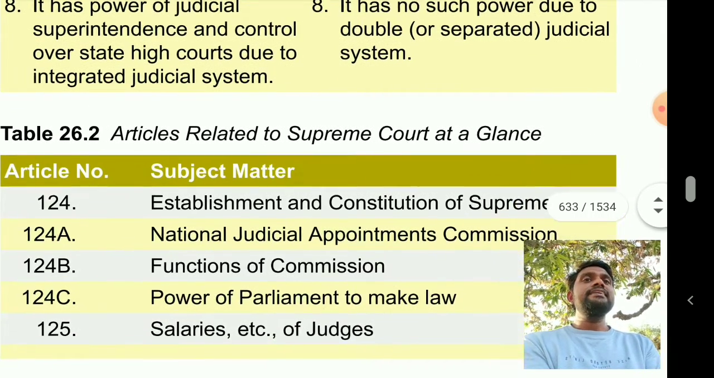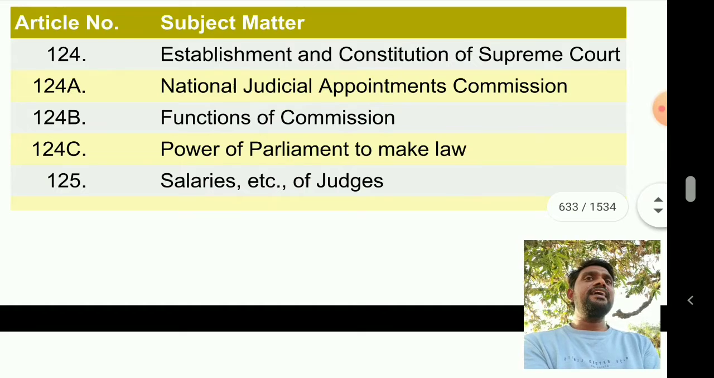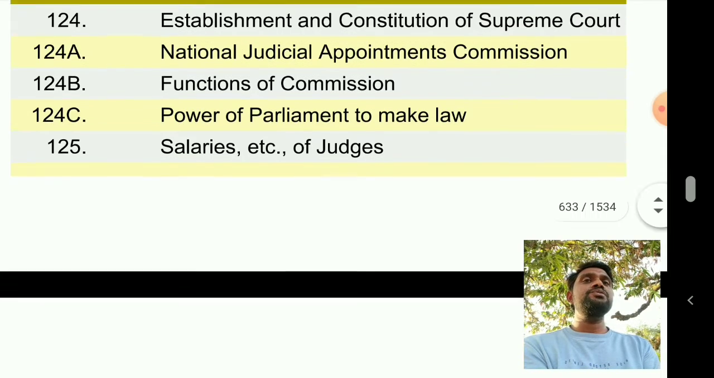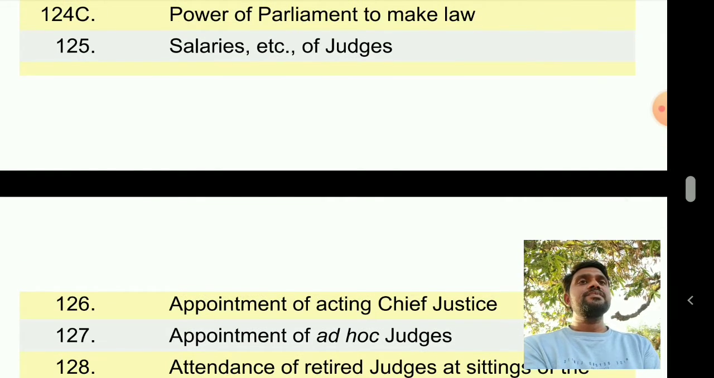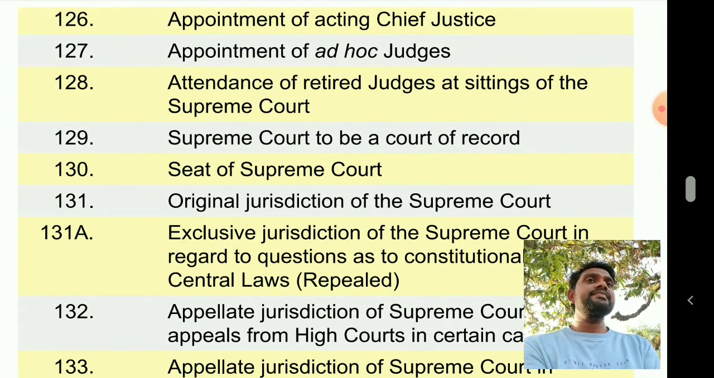Next is articles related to Supreme Court at a glance. You have to remember this. Under Article 124, subject matter is establishment and constitution of Supreme Court. Under Article 124A, National Judicial Appointments Commission. Under Article 124B, functions of Commission. Under Article 124C, power of Parliament to make law. Under Article 125, salaries etc. of judges. Under Article 126, appointment of acting Chief Justice.